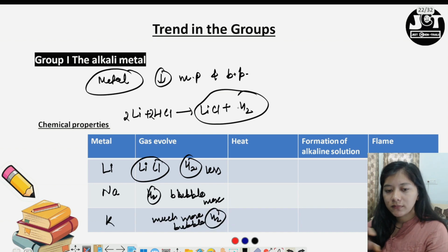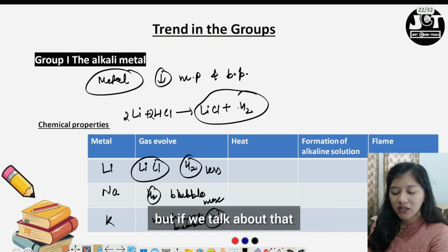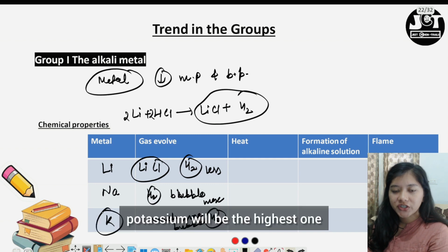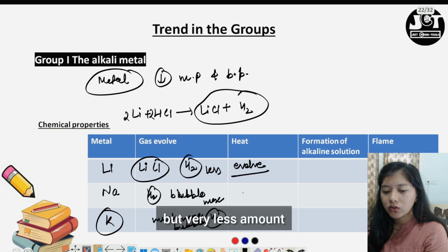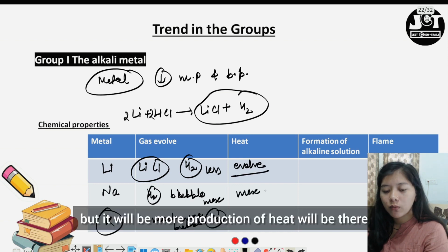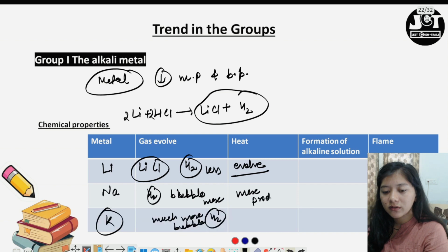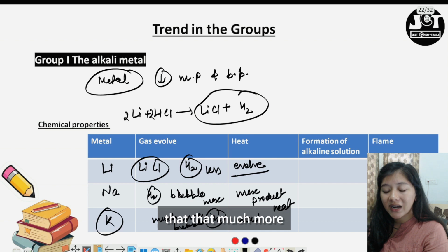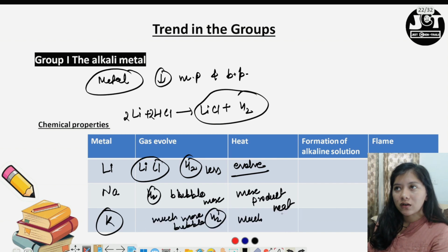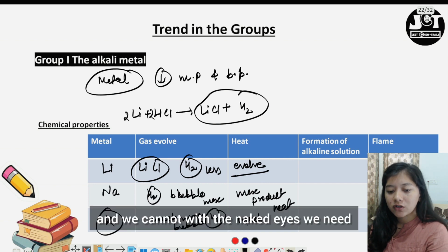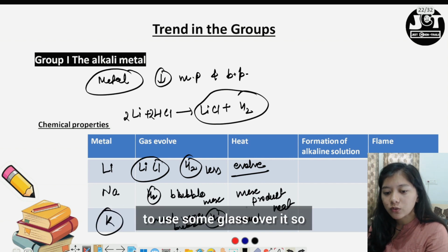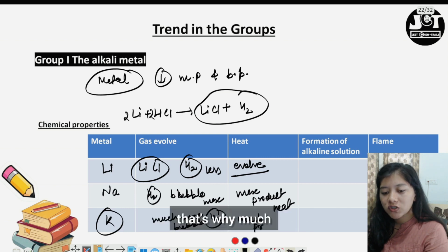Heat: all these reactions are exothermic. But potassium will be the highest one. Lithium will evolve heat, but a very small amount. Sodium will also evolve heat, but there will be more production of heat. And here it's very much more, so much more that we need to take special precautions. We cannot use our bare hands or naked eyes; we need to use some glass over it. So that's why here there will be much more heat, right?